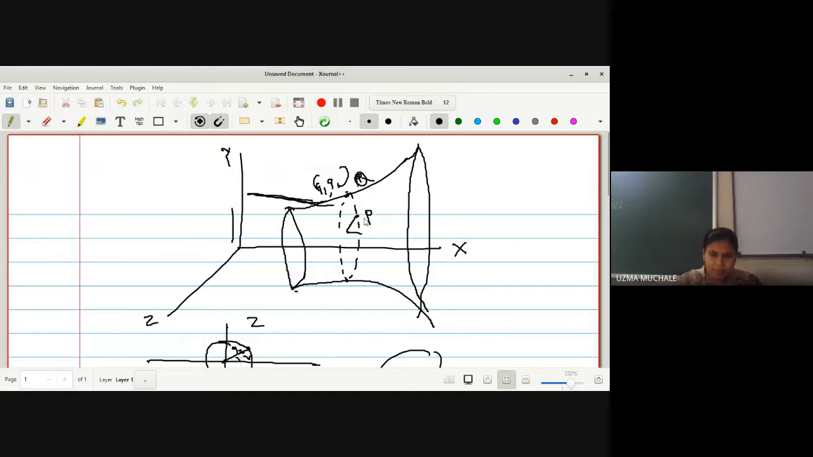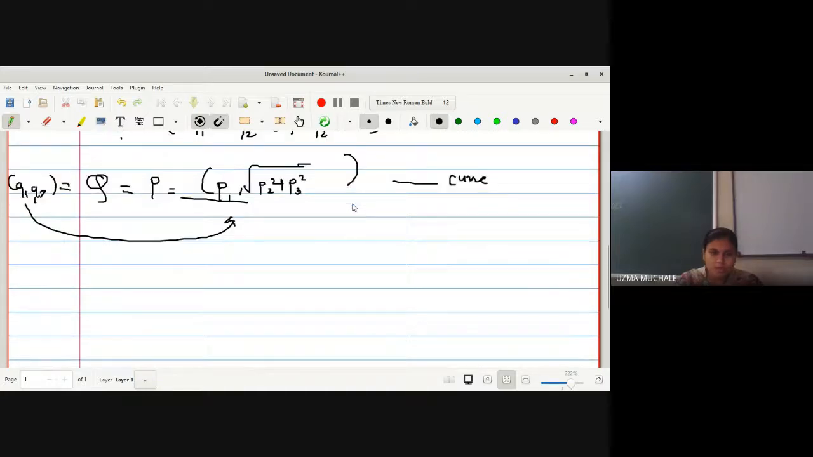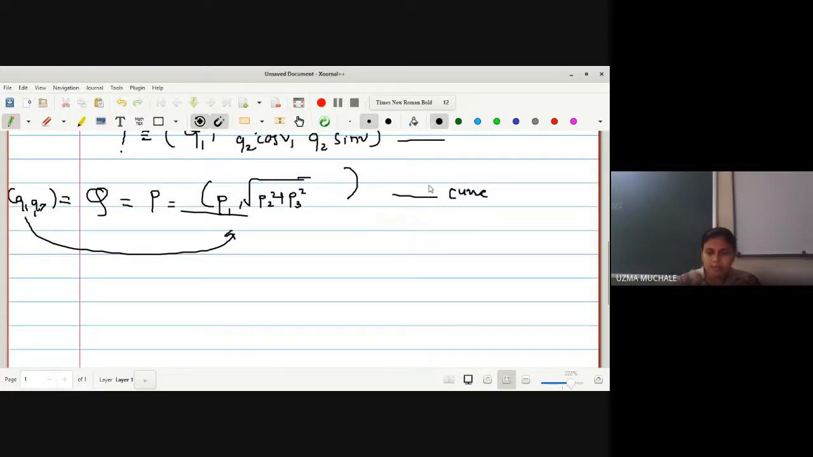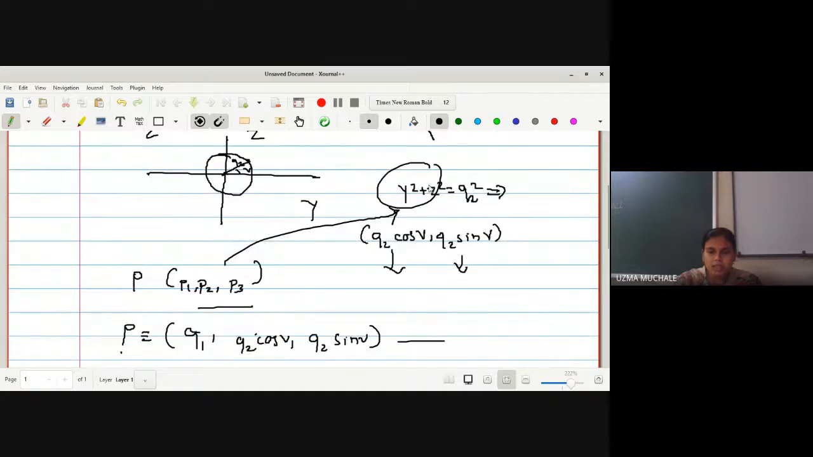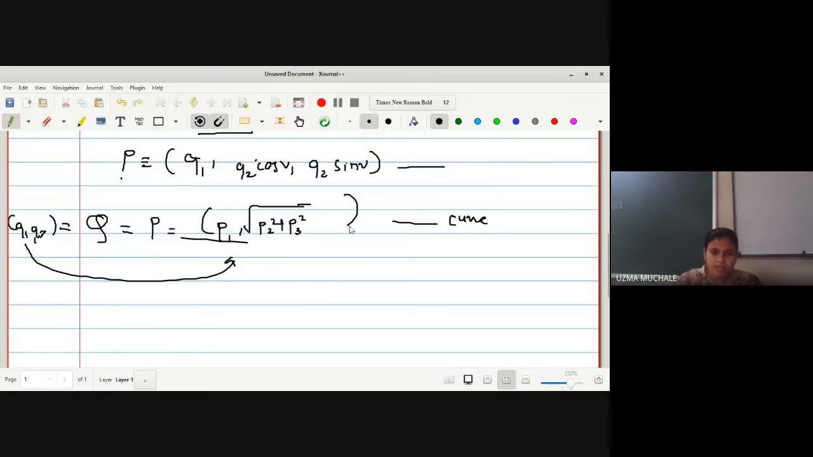At this point, we have revolved around the a axis without touching it. This is what a surface of revolution is. Now q1 is as it is. How did we find q2? q2 square is nothing but y square plus z square, right? And the third one is 0. Is the idea clear up to this point?